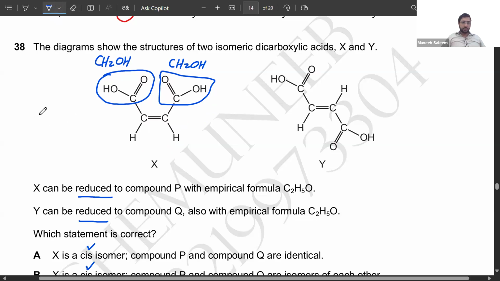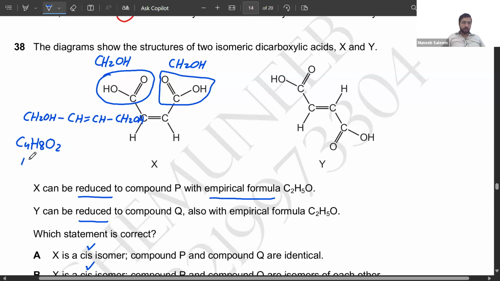So here we will have this case now: CH2OH bonded with the CH double bond CH, which is further bonded with CH2OH, because the carboxylic groups are considered to be reduced. Now we have to count the number of carbon atoms and hydrogen atoms, because from there we'll find the empirical formula. So in total we have 4 carbon atoms, and hydrogen atoms, let's see how many are there: 2, 4, 6, and 8. One over here, one over here. So there are 8 hydrogen atoms, and oxygen atoms, there are 2. Now this is the molecular formula.